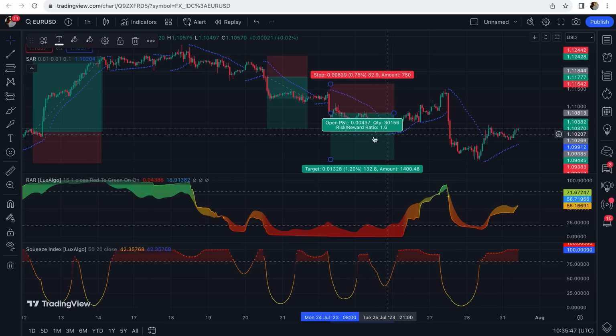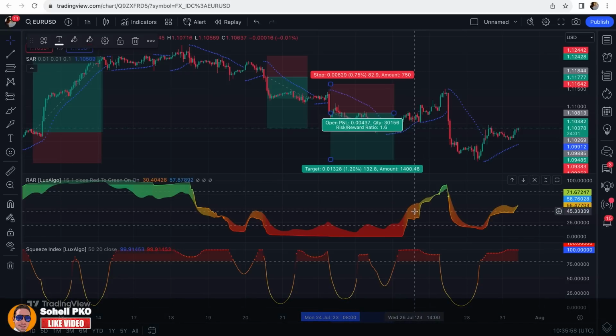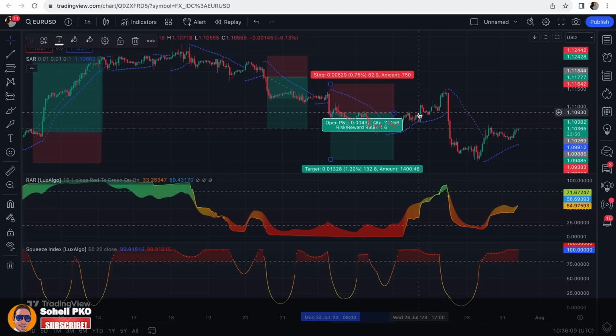Actually, we could avoid this loss, for example, here when there is a sign that the downtrend is weakening, when it's turned to orange color. So with the help of this sign, we could also close our position around here with no loss.